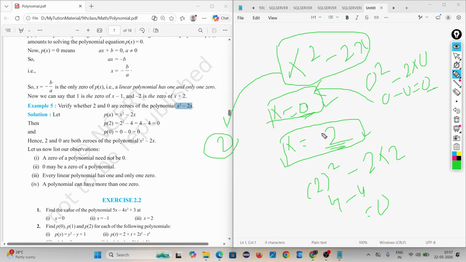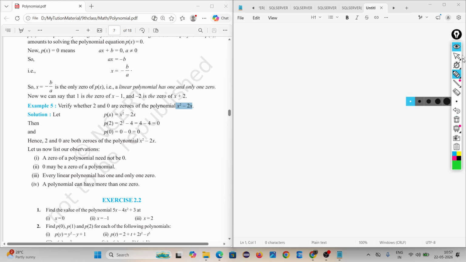How do you find this? What if that is not in your syllabus? I will tell you. Till now, only remember that a zero of a polynomial needs to be 0. A zero may be 0. Leave this. A linear polynomial has 1 zero. That means you can find the value of the variable only one.